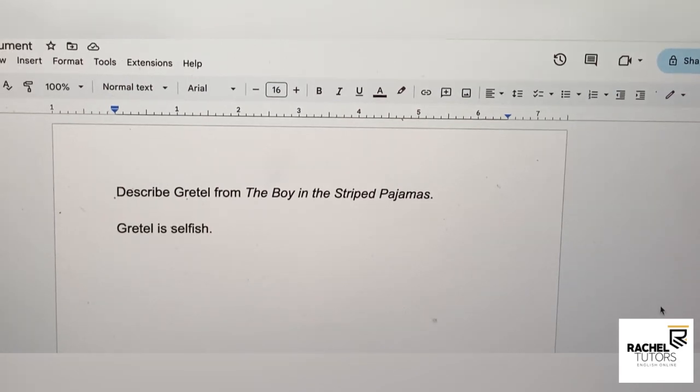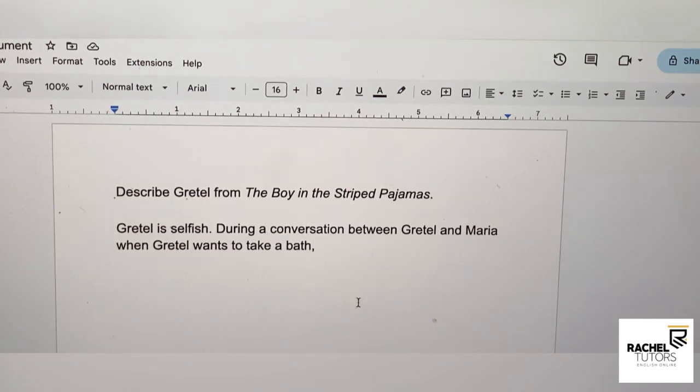So I'm going to start by answering the prompt, and here I've written, Gretel is selfish. Now the next step is to include some background information to the quote before introducing the quote itself. So the way I've decided to introduce it is using this: during a conversation between Gretel and Maria, when Gretel wants to take a bath. Here I'm giving some context to this quote that Gretel is going to be speaking in just a moment.